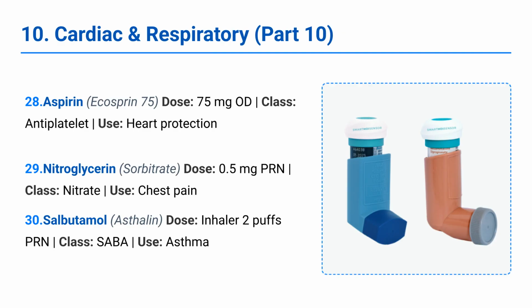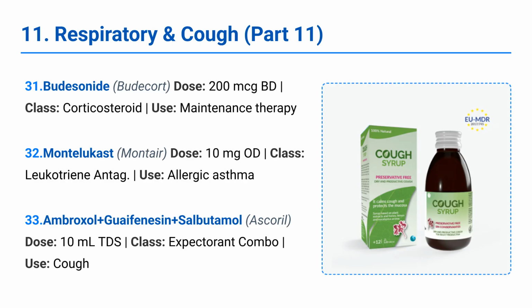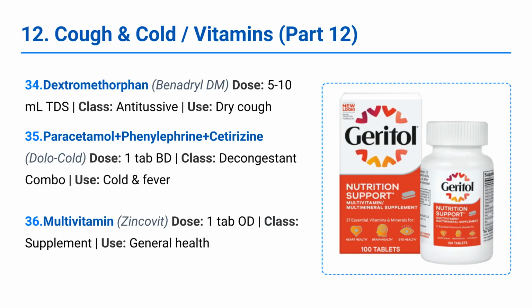Salbutamol, a SABA inhaler, is used for asthma. In respiratory and cough medications, budesonide is a corticosteroid for maintenance therapy. Montelukast, a leukotriene antagonist, treats allergic asthma. Ascaril is an expectorant combo for cough relief. For cough, cold, and vitamins, dextromethorphan is an antitussive for dry cough.